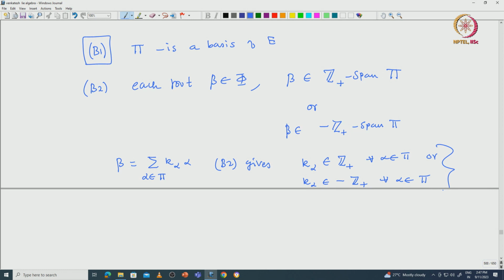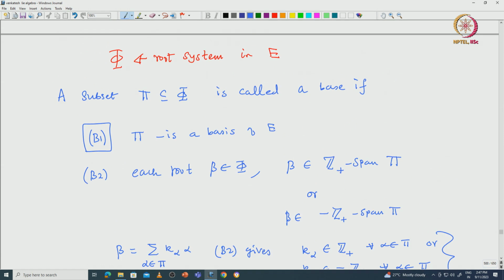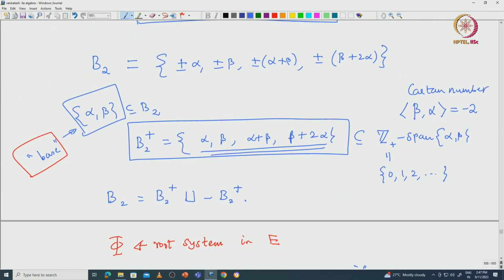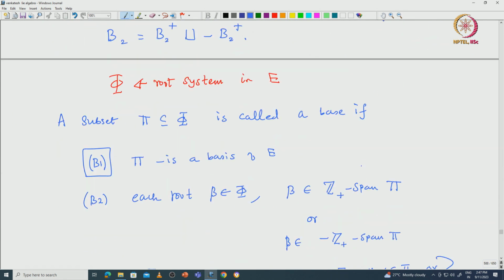This is a very strong condition on the coefficients, but we can see, using the explicit description of rank 2 root systems, that a base exists for all rank 2 root systems. This is something we will prove for a general root system.